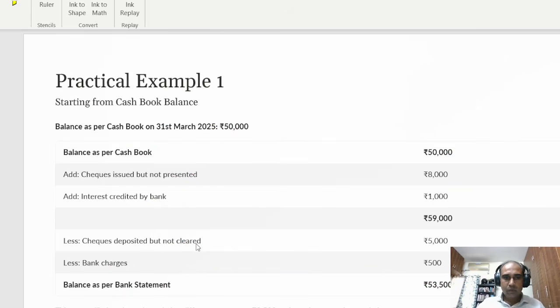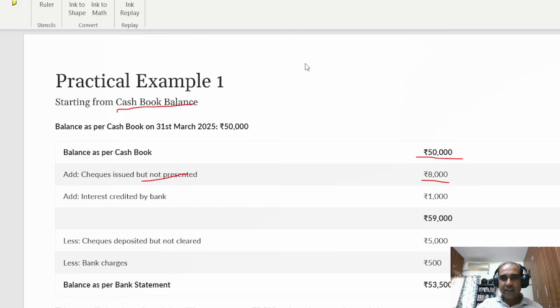Now the starting point is the cash book balance. We are taking the starting point from the cash book. My balance as per cash book is 50,000 in this example. Now there is a check issued but not presented, of 8,000 rupees. Forget about the symbols on the left, guys. Checks issued but not presented.